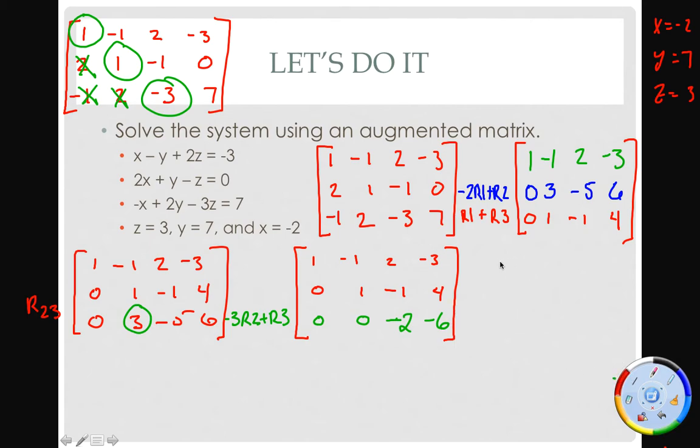And we're actually almost done here. So I notice that this is 2 and 6, which means I can divide. I can say, let's take a -1/2 of row 3. And we've actually completed the row echelon form.